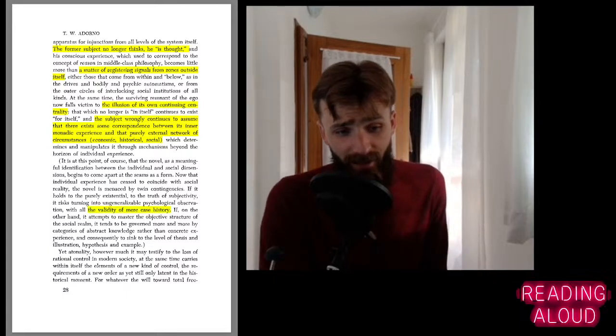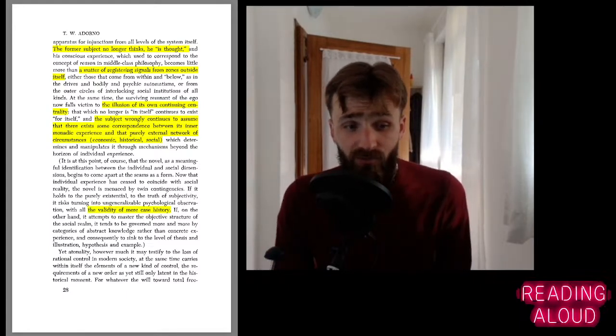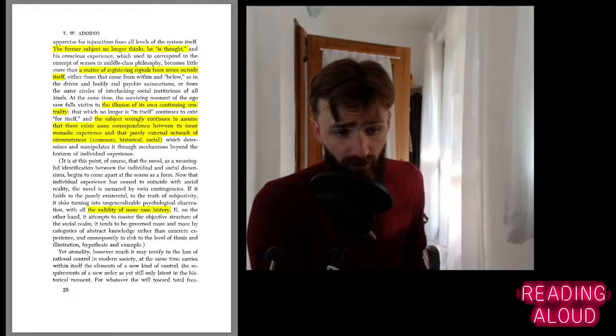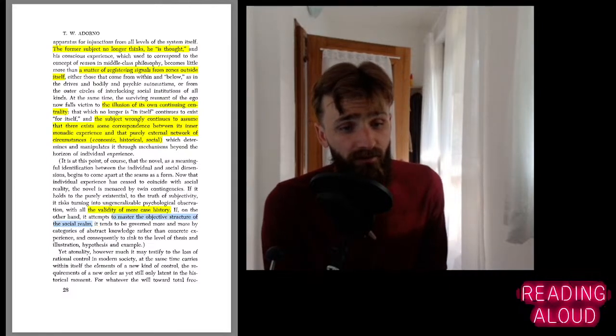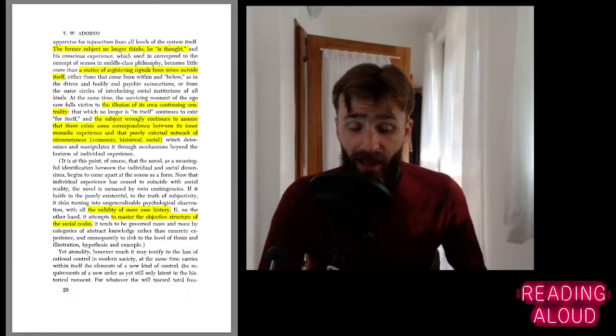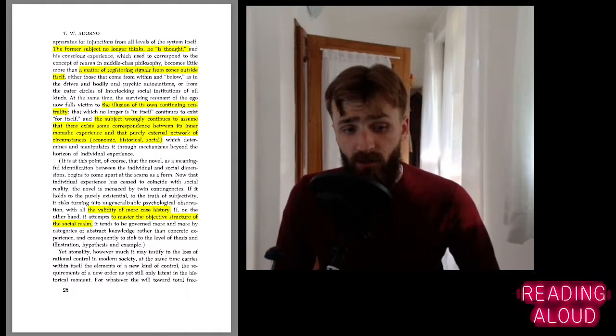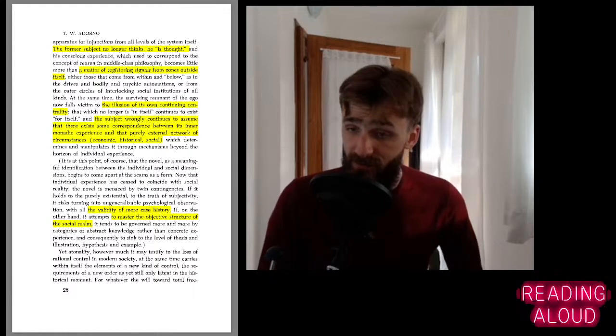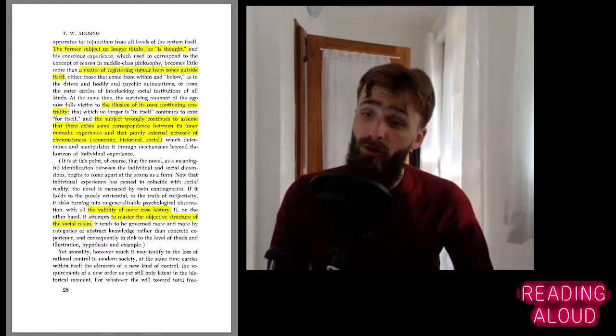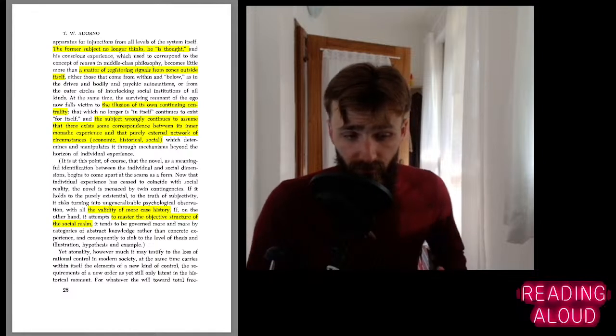If, on the other hand, it attempts to master the objective structure of the social realm, it tends to be governed more and more by categories of abstract knowledge rather than concrete experience, and consequently to sink to the level of thesis and illustration, hypothesis and example. End of parentheses.